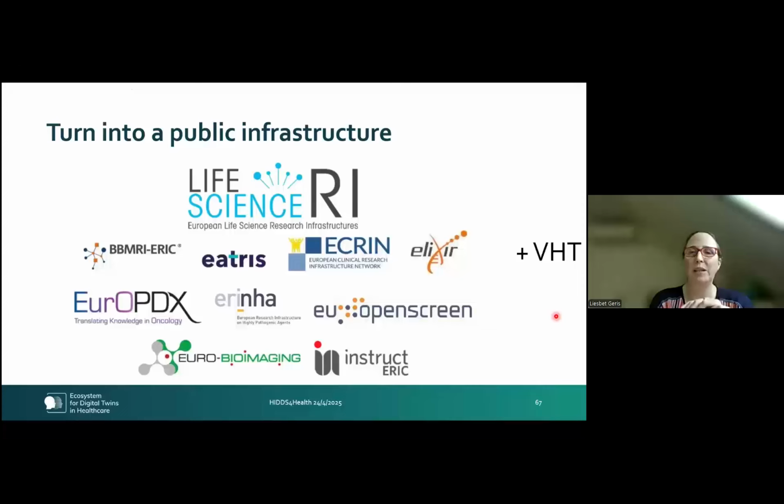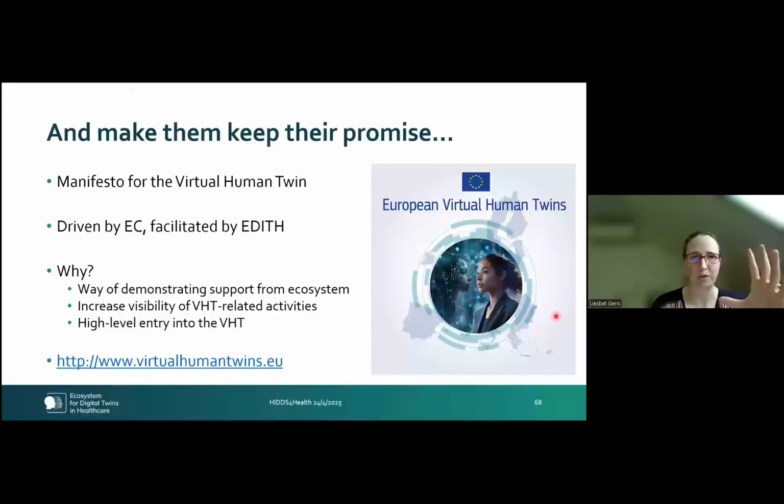There is the possibility of turning this into a public infrastructure, like there are already. You have Elixir, you have BBMRI, and other life sciences research infrastructures, where we looked at how we can build a platform that is complementary, that is not doing the same thing as is already done, but can be complementary. And then, of course, once we have a plan, we show how it fits with what is already there.